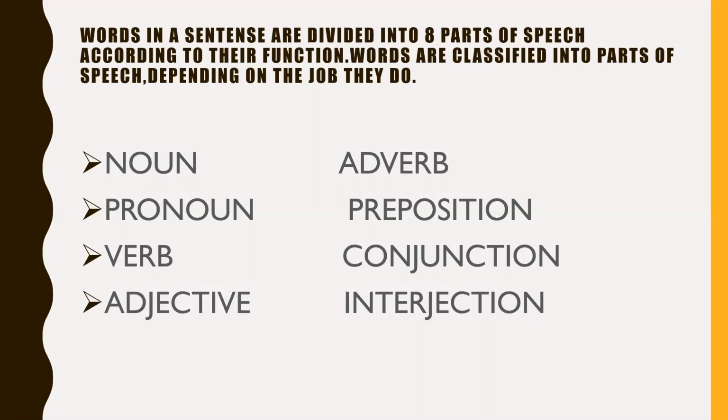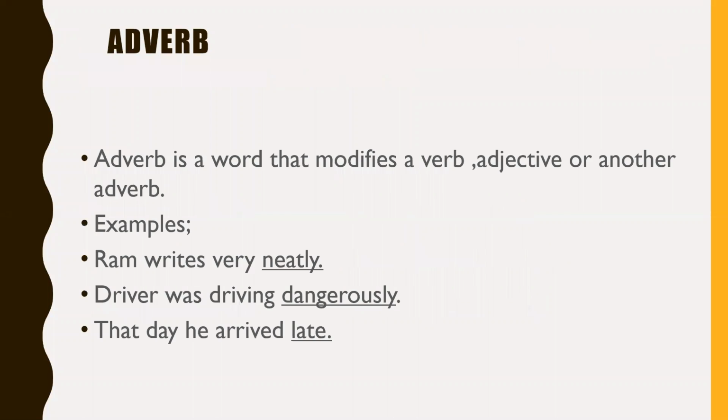Adverb is the fifth part of speech. It is a word that modifies a verb, adjective, or another adverb. In other words, we can say it explains the meaning of a verb, adjective, or another adverb. It adds information to that word.